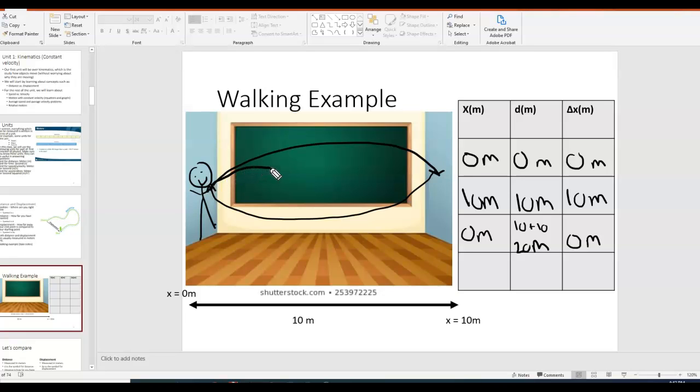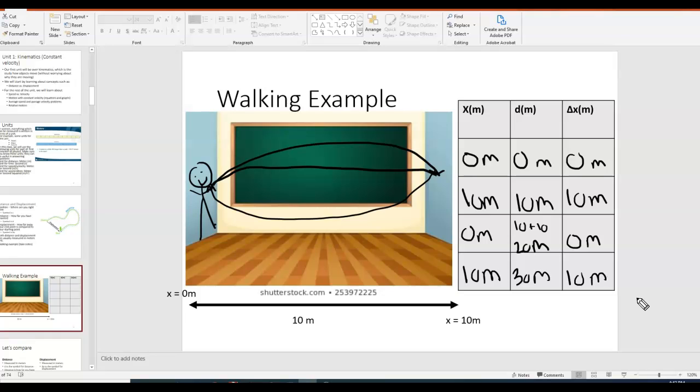Now, just to add one more row to my example, let's say I've gone on this walk, and now I go all the way back over here to the right side of the room. My position is now at 10 meters. What distance have I traveled? Well, I went 10 meters to the right, then 10 meters to the left, plus another 10 meters back to the right. And so my distance traveled is now 30 meters. What is the difference between my starting position and my ending position? In other words, what is my displacement? Well, I started at 0, I ended at 10, so now my displacement is 10 meters.